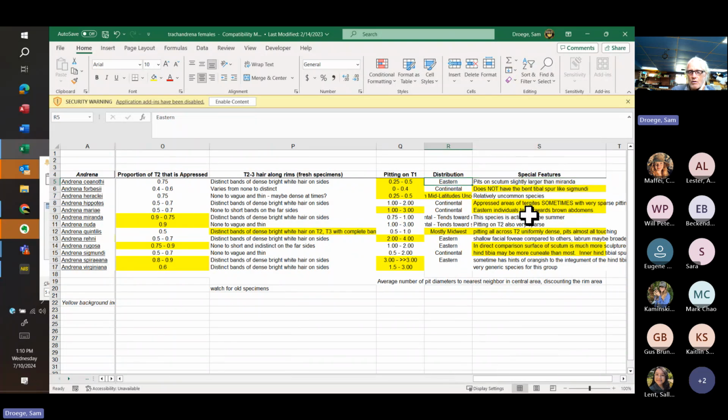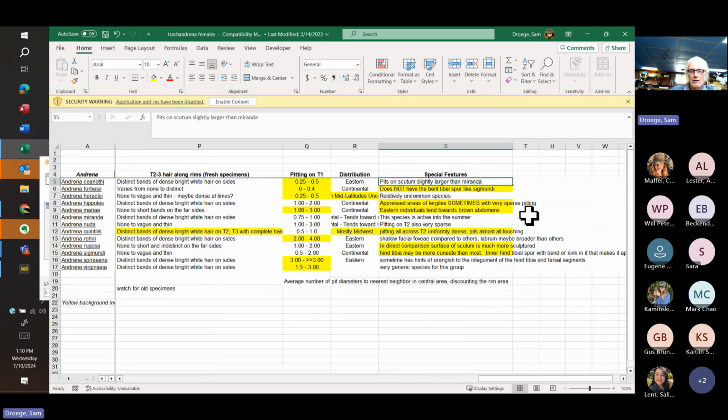The distribution is more eastern and northern, I think. And here's a special feature. It's not highlighted, so maybe not one of the ones to use in a definitive sense. Pits on scutum slightly larger than Miranda. So just a tip, something for when you're doing comparative work.